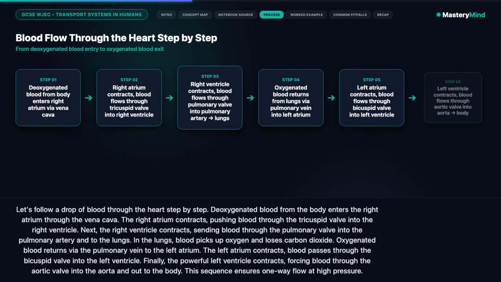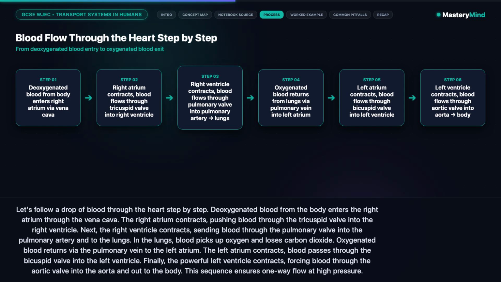Deoxygenated blood from the body enters the right atrium through the vena cava. The right atrium contracts, pushing blood through the tricuspid valve into the right ventricle. Next, the right ventricle contracts, sending blood through the pulmonary valve into the pulmonary artery and to the lungs. In the lungs, blood picks up oxygen and loses carbon dioxide.